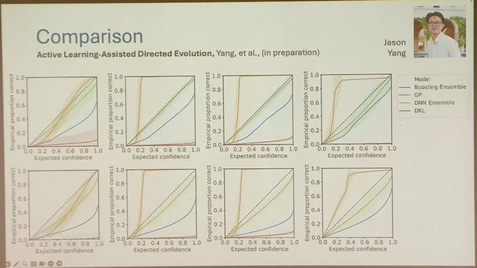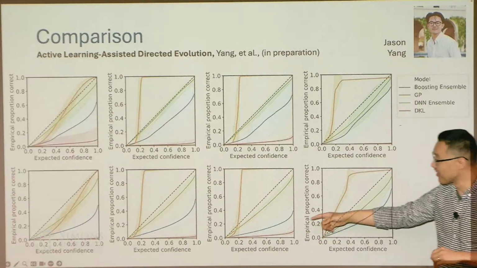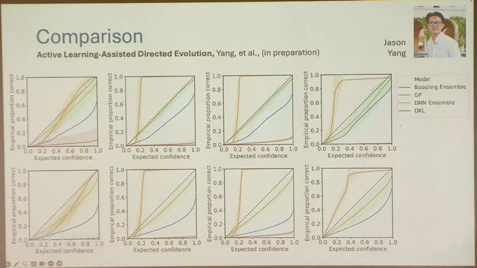One thing you notice is that a normal Gaussian process has horrible calibration here, just completely awful calibration, at least in most cases. The deep kernel learning also has quite bad calibration. It tends to be underconfident. The Gaussian process tends to be overconfident. I'm going to ignore the blue boosty ensemble for the purposes of this talk. It turns out that the frequentist ensemble of deep neural nets ended up being the most calibrated on average across many, many experiments that we ran.